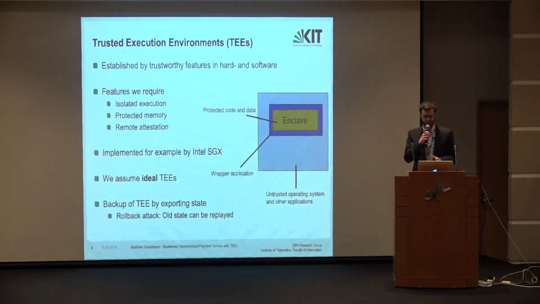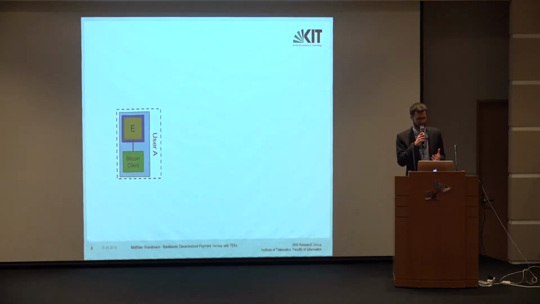In TEEs, you have the effect that if you want to make backups, you have to provide a function that stores the state of a TEE in encrypted form. And if you are able to store state, you can also revert to an old state of the TEE, which is called a rollback attack. This is a problem that we need to be aware of. But first, let's look at how our system is built up.